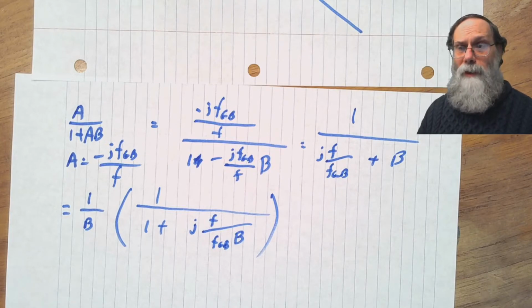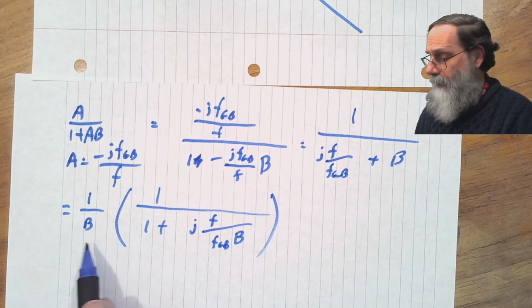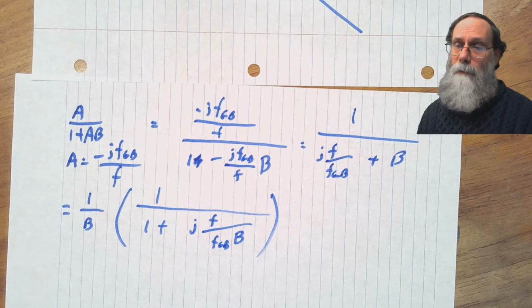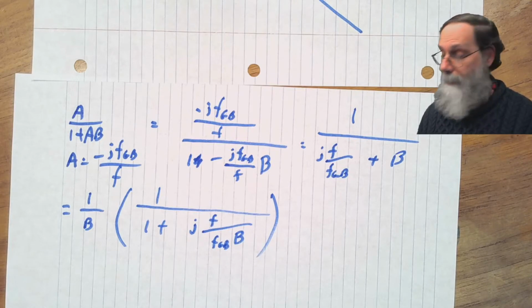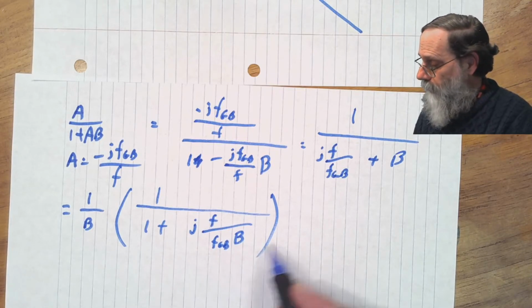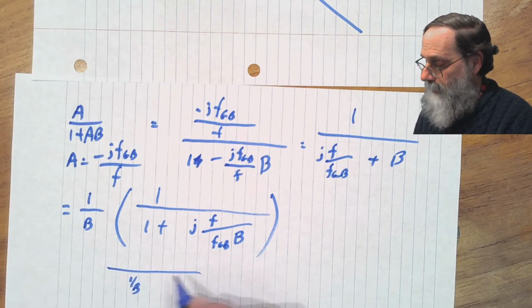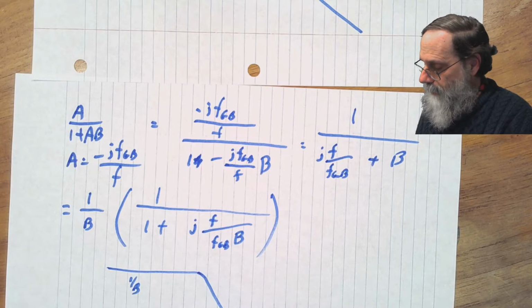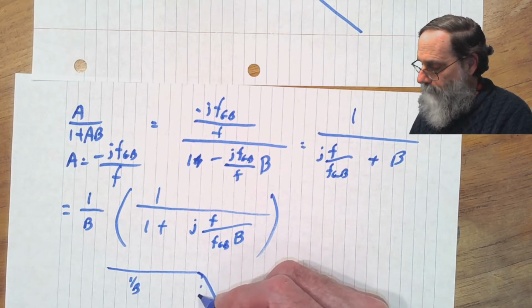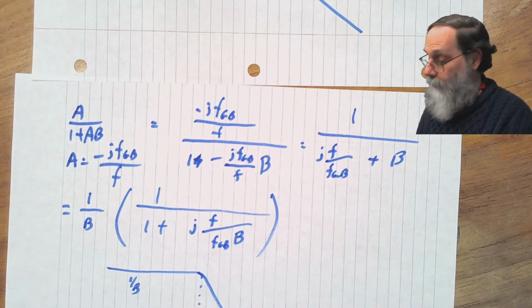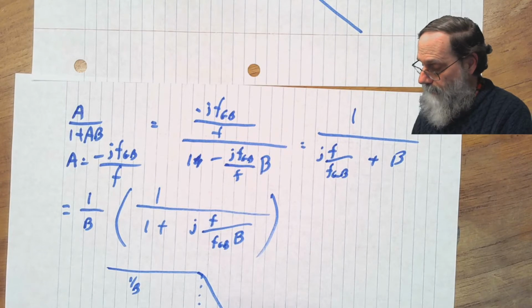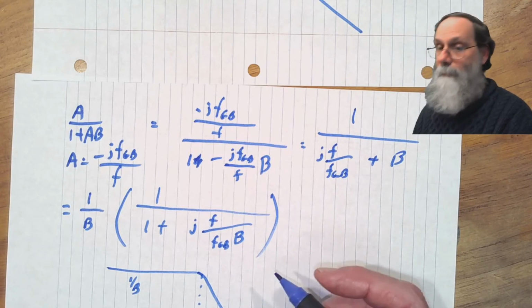Why do I want to do it like that? Well, this is exactly the formula we have for a low-pass filter. This is a low-pass filter which has got a passband gain of 1 over B, and then rolling off at 1 decade per decade with a corner frequency of FGB times B.